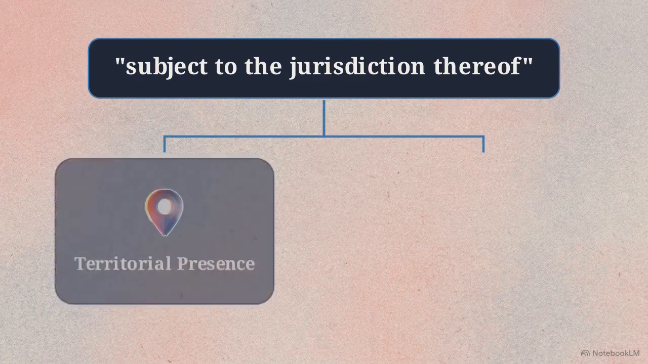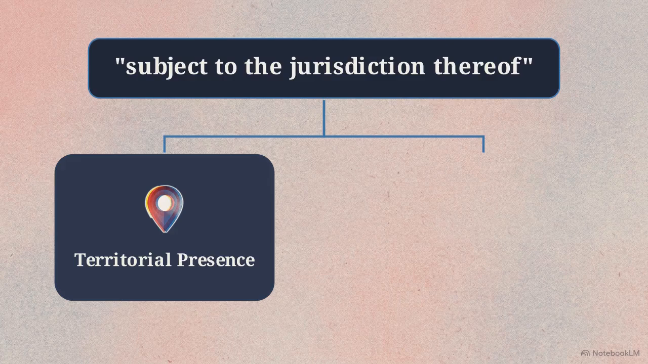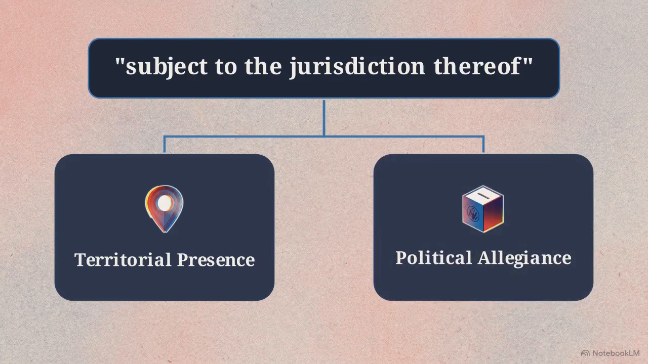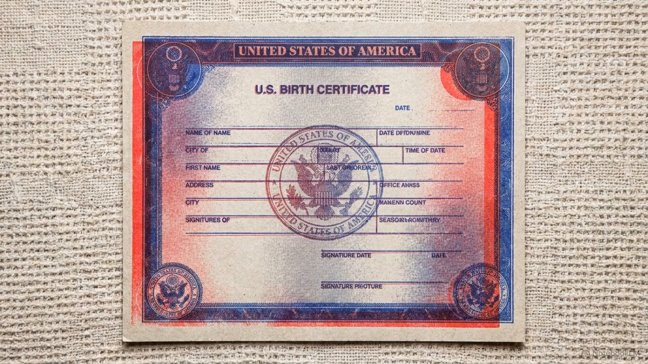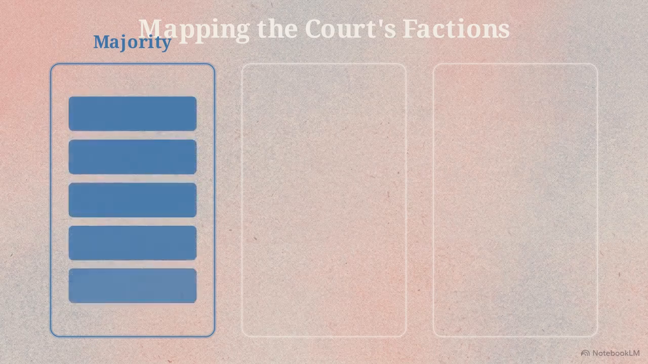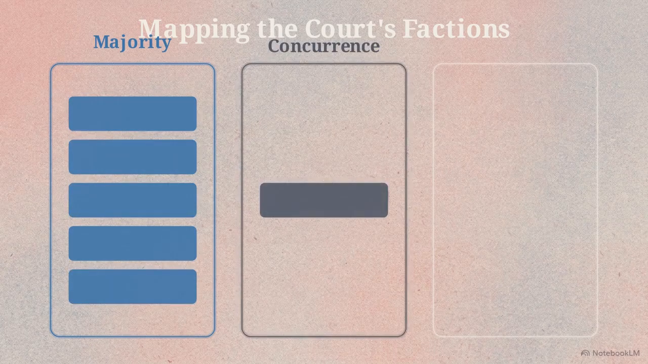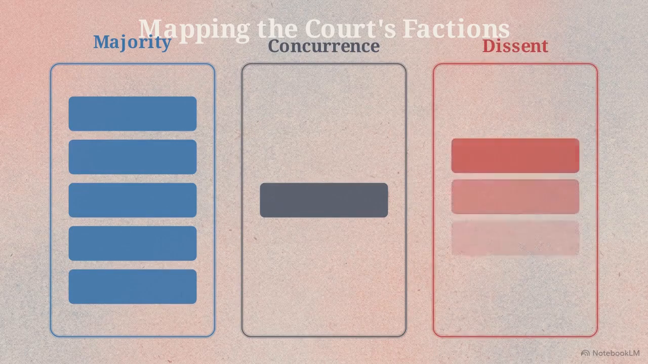One branch interprets the phrase as requiring territorial presence. The other interprets it as requiring political allegiance. Resolving which definition applies dictates exactly who holds the power to confer American citizenship going forward. We can map the court's factions into a 3-column matrix based on their legal logic. We have a 5-vote majority, a single-vote concurrence, and a 3-vote dissent.